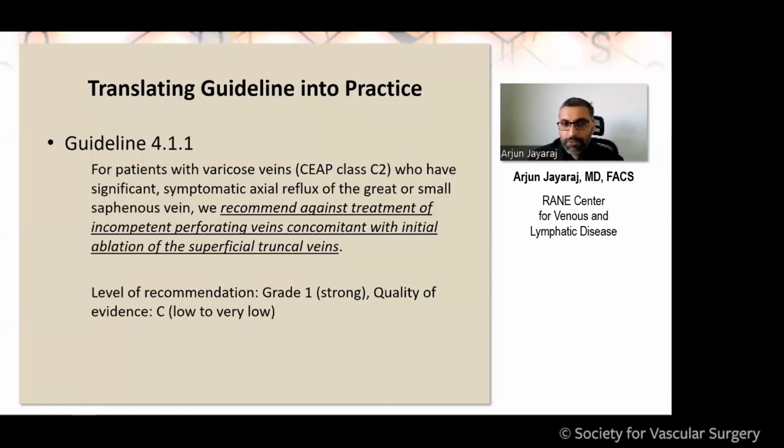So what should we do for her? If you look at the guidelines, we note that for patients with varicose veins who have significant symptomatic axial reflux of the great or small saphenous vein, the recommendation is against treatment of the incompetent perforator veins concomitant with the initial ablation of the superficial truncal veins. And this is grade 1C.